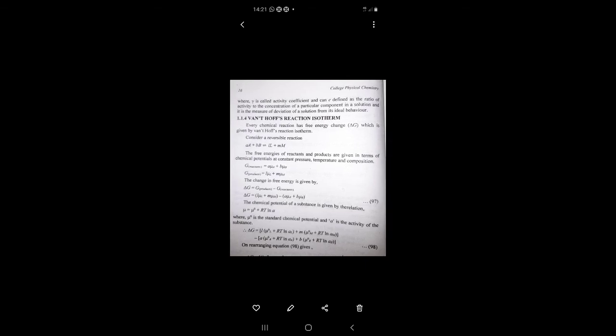If you rearrange equation number 98, then you will get another equation, which is 99. Delta G is equal to (l mu 0 L plus m mu 0 M) minus (a mu 0 A plus b mu 0 B) plus RT ln of activity of L raised to power l into activity of M raised to power m upon activity of A raised to power a into activity of B raised to power b. That means, in short, activity of product upon activity of reactant.